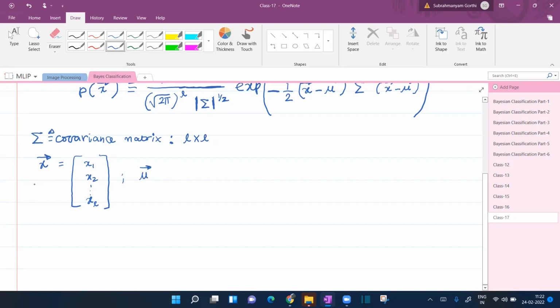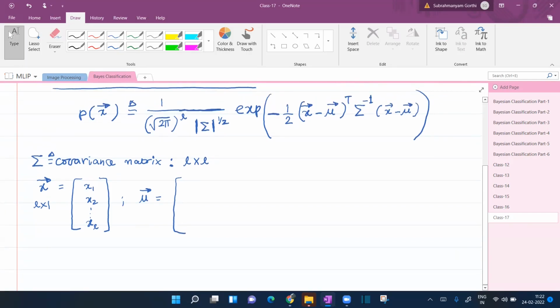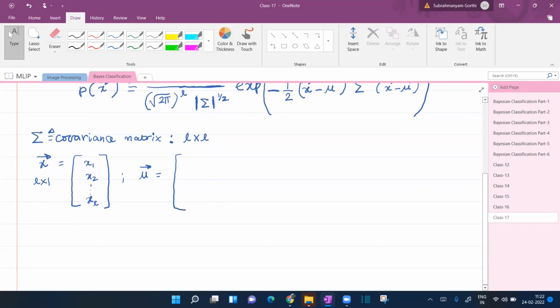So x bar is L cross 1. Mu bar will be what? What would be the dimensionality of mu bar? That's the mean values in L dimensional space. So mu bar is a vector of size L cross 1 only, sir: mu1, mu2, and so on, up to mu L. Are they enough for me?